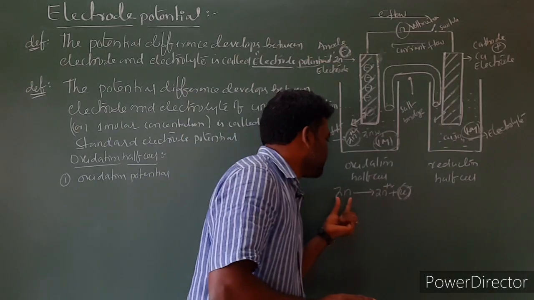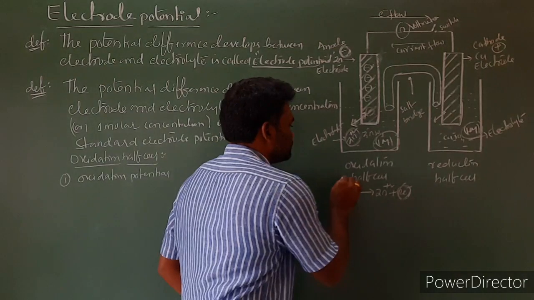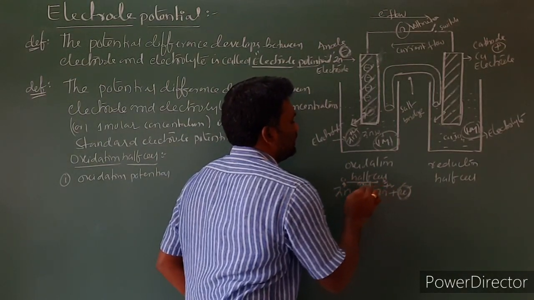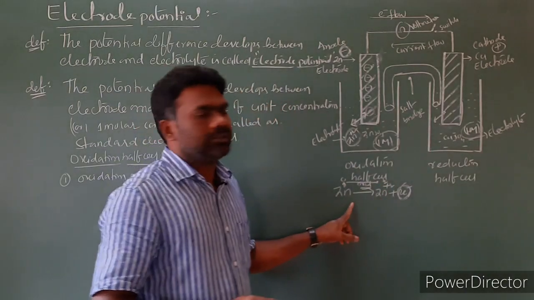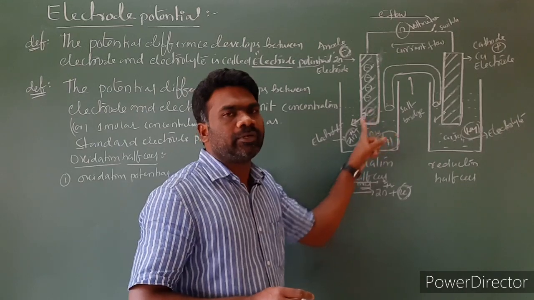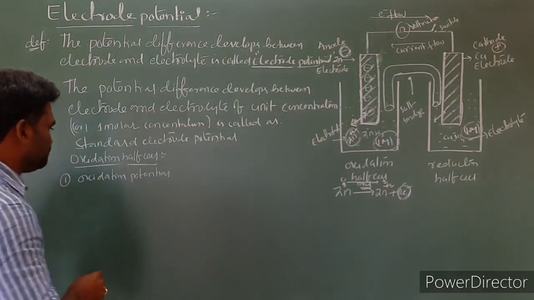Why do we call it oxidation? Because zinc is undergoing oxidation. Zn is 0 here and goes to plus 2, which is an increase in oxidation number. An increase in oxidation number is called oxidation. So here oxidation is taking place. The potential difference between the electrode and the electrolyte is called the oxidation potential.